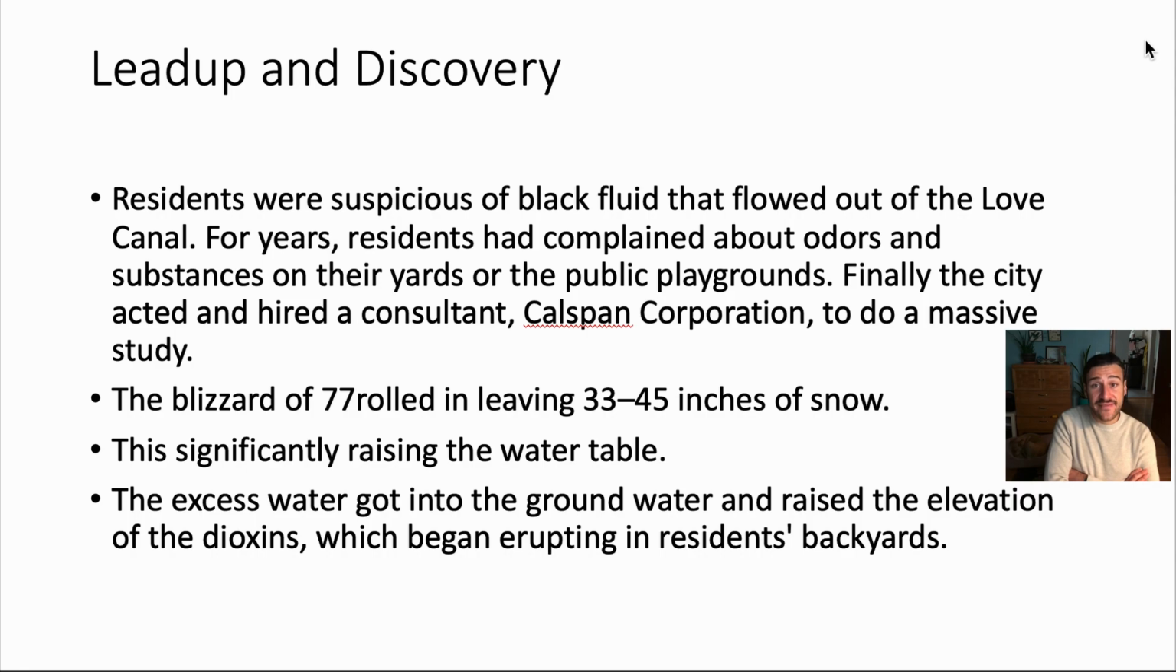Next, the blizzard of 77. So my mom tells me stories about the blizzard of 77. The blizzard of 77 rolled in, leaving 33 to 45 inches of snow. And as this snow melted in the spring, you actually get the water table rise. And when the water table rose, you have this excess water that contained all these chemical byproducts literally being ejected and erupted out of people's backyards. So black sludge was literally erupting like a geyser in some people's backyard.